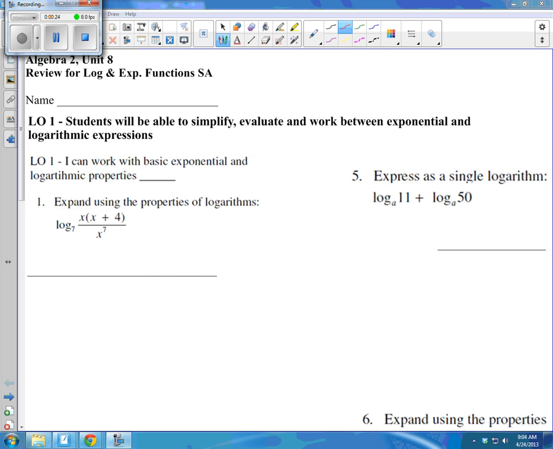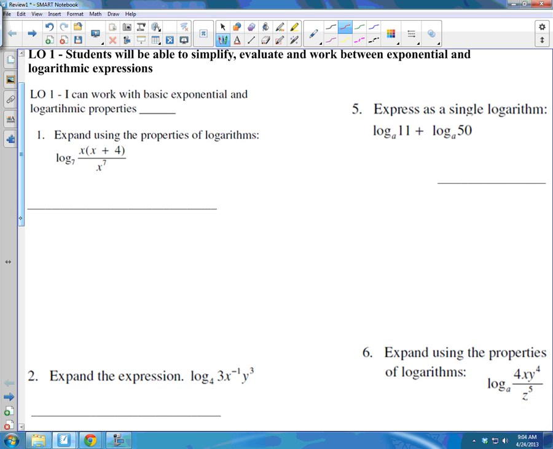So on the first problem, I'm asked to expand. So when I showed this to you in your notes, I told you, whatever you're asked to expand, write it out as multiplication and division, which means I have x times x plus 4, and then divided by x to the 7th. And now what's going to happen is that multiplication and division is going to turn into addition and subtraction. So it's going to become x plus 4 minus x to the 7th.